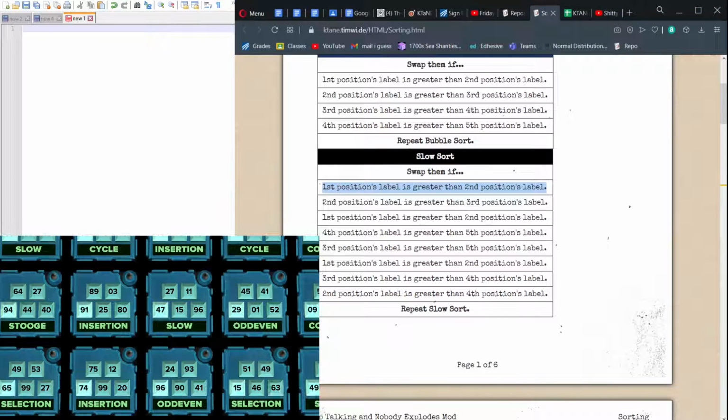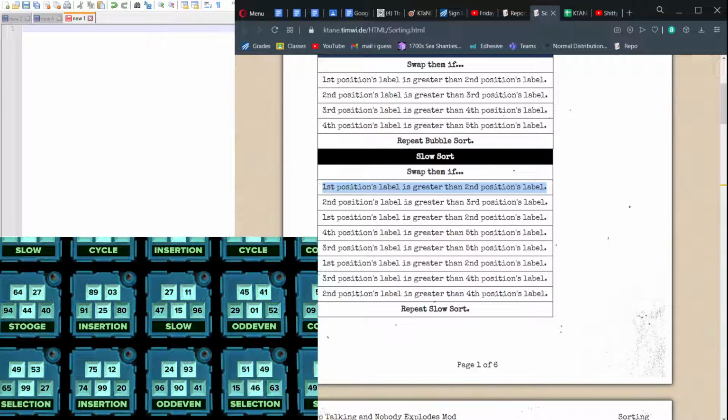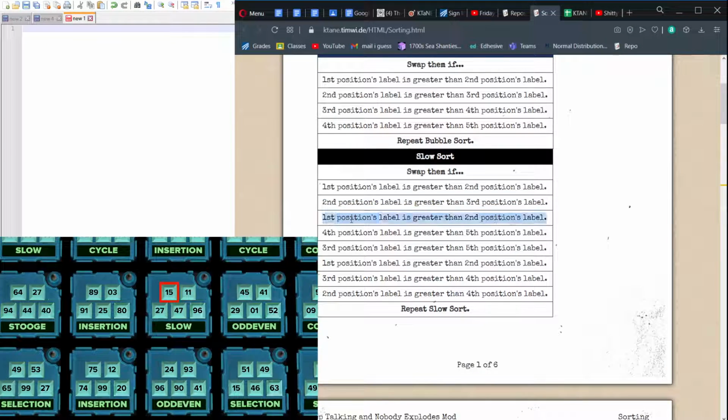For this one, we swap 1 and 2 if 1 is greater than 2. I think this is a good enough resolution for the game where you can see what's in the game and also what's in the manual. So we swap 1 and 2 if 1 is greater than 2, then 2 and 3 if 2 is greater than 3, and then we go back to 1 and 2. This is kind of like a Stooge Sort if you know what that one is.